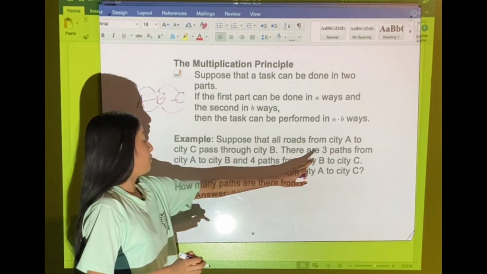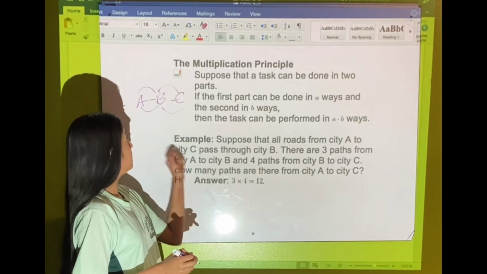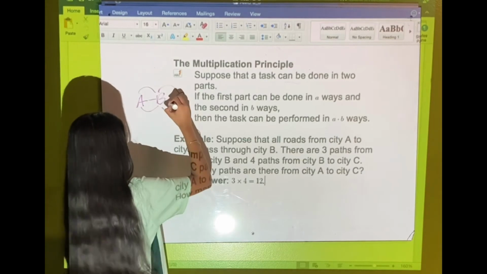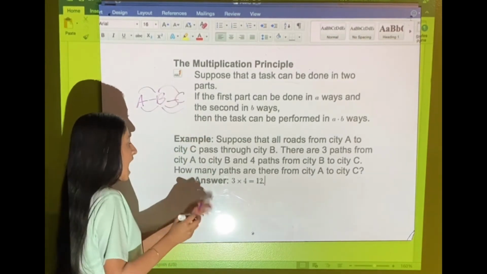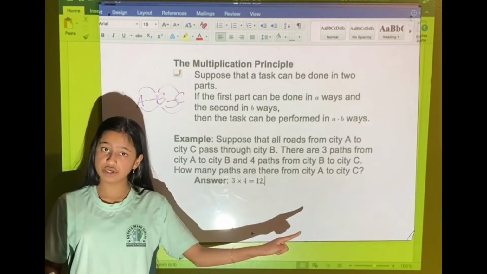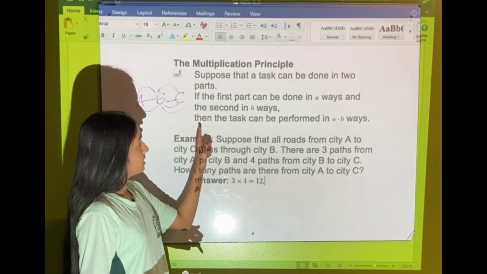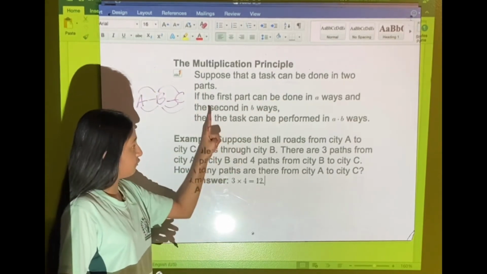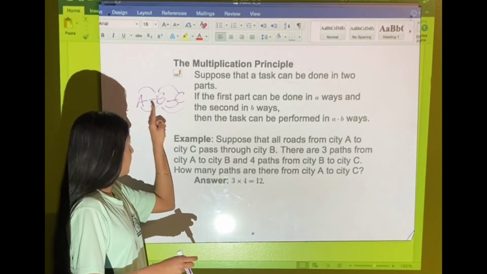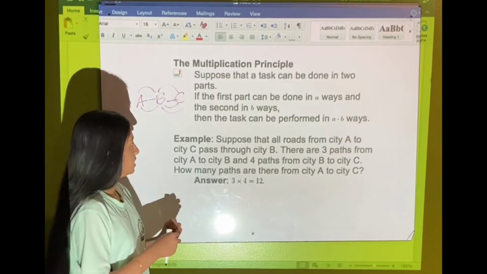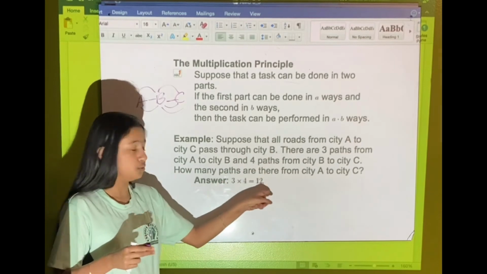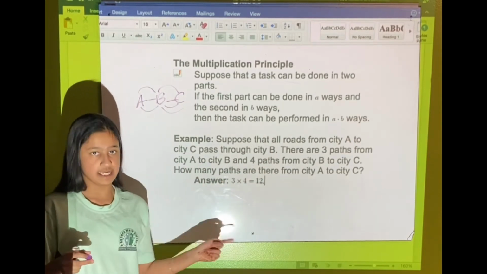There are 3 paths from city A to city B, 1, 2, 3, and 4 paths from city B to city C. So we're just going to add one over here. How many paths are there from city A to city C? Now, we need to go back to the multiplication principle. Here, if a task can be done in 2 parts, the first part A ways, the second part B ways. So, going from city A to city B, there's 3 different ways to do it. City B to C, 4. So the answer, you do 3 times 4, you get 12. There's 12 ways to get from city A to city C.